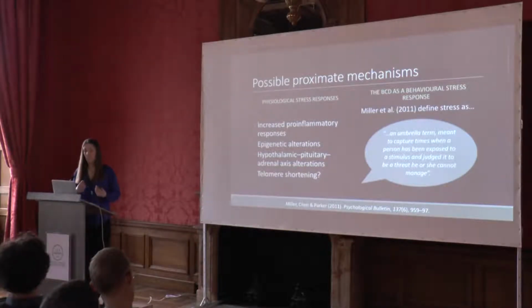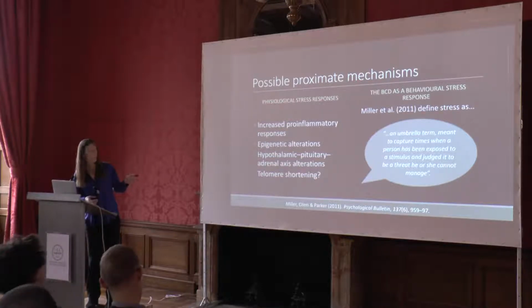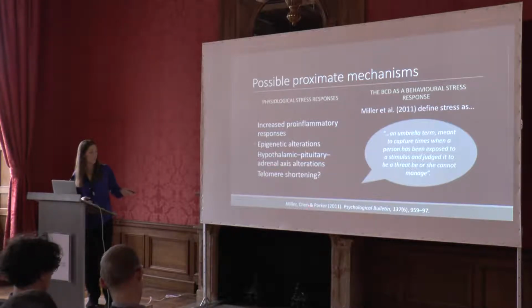Also, there are possible physiological mechanisms that are not neurological or neural correlates of behavior. And a lot of these are probably around stress responses. The reason I listed a few of the potentials here, which are all reviewed by Miller and colleagues, is that they actually also give this fantastic definition of what is stress.